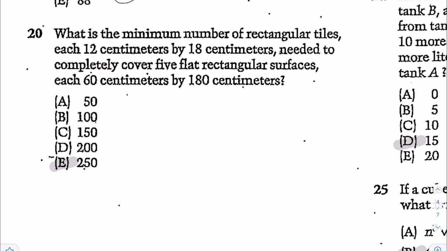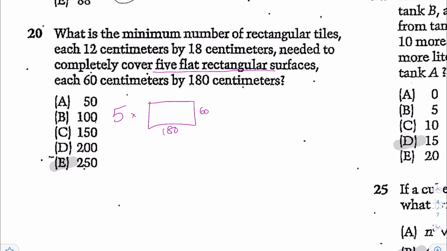Next for number 20, what is the minimum number of rectangular tiles, each 12 centimeters by 18 centimeters, needed to completely cover 5 flat rectangular surfaces, each 60 centimeters by 180 centimeters? So you're tiling some floors or 5 rooms or whatever. So here you have 5 of these flat rectangular surfaces, so just 5 rectangles, and these are 60 by 180.